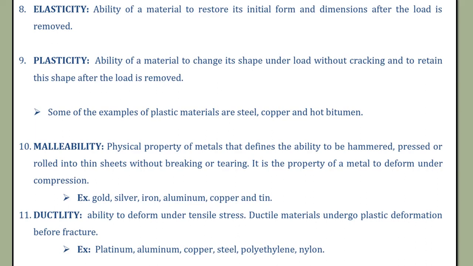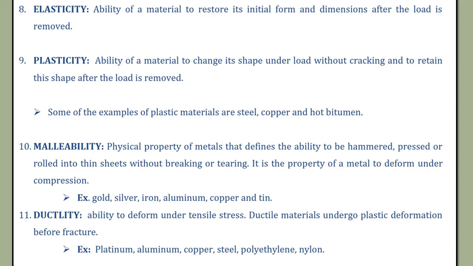Elasticity is the ability to restore its initial form and dimension after the load is removed. For example, if a tensile load is applied to rubber, after removal of the load it will regain its position. This is elasticity, or an elastic material. Plasticity is the ability of a material to change its shape under load without cracking and to retain this shape after the load is removed. Examples of plastic material are steel, copper and hot bitumen.